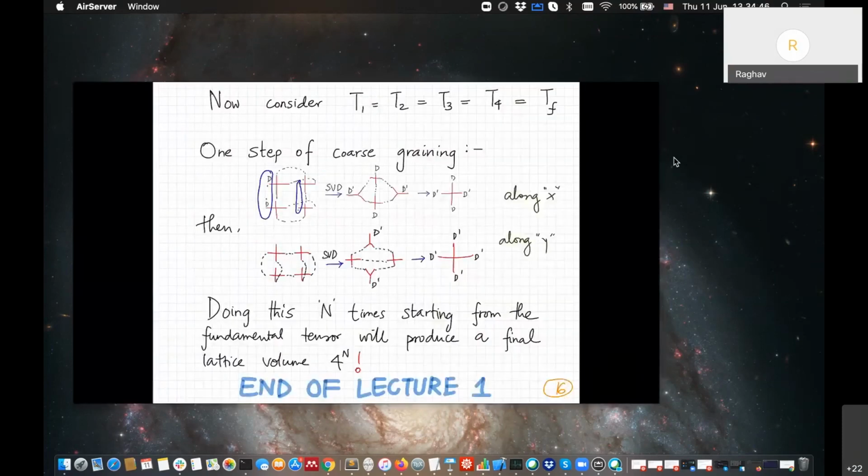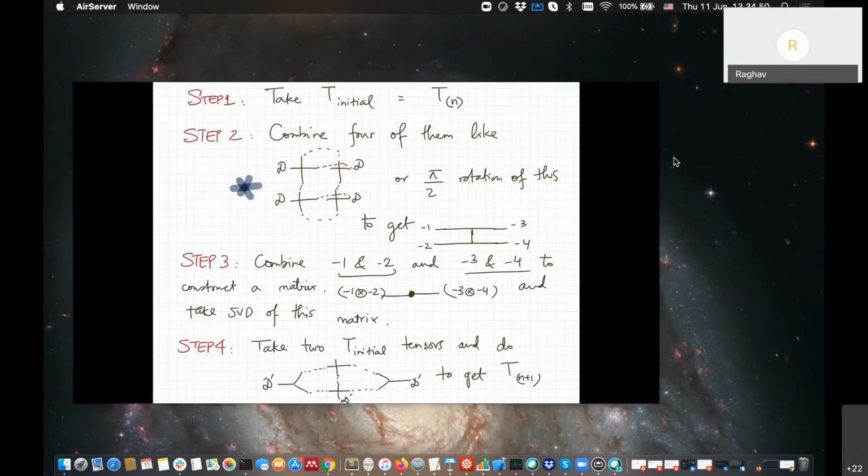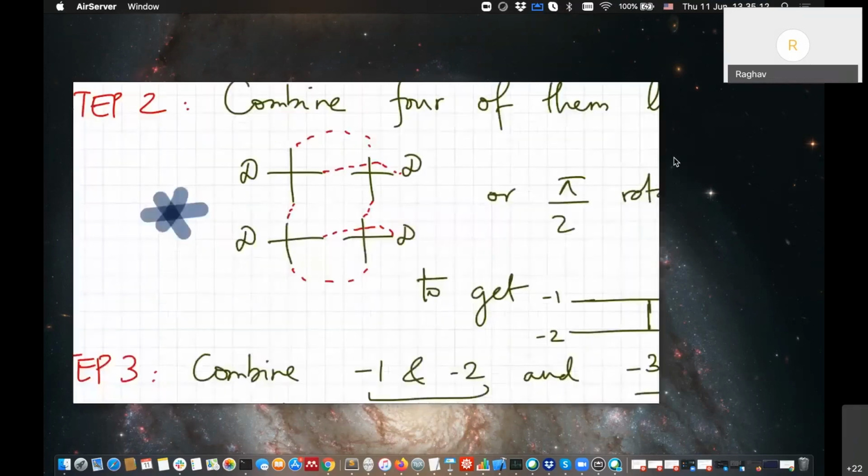What constitutes one step of coarse graining? The steps are outlined in this slide. Take the initial tensor, which is some Tn. Let's call it Tn. We'll understand why I call this Tn later on. Now combine four of them like I just mentioned before. So I take four of them.